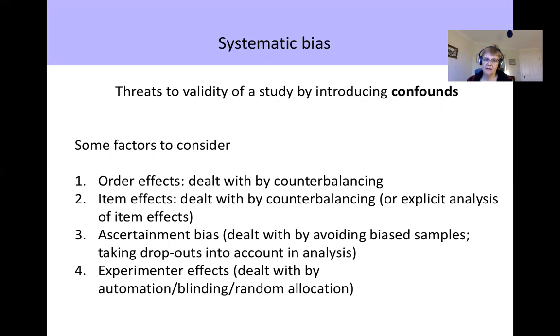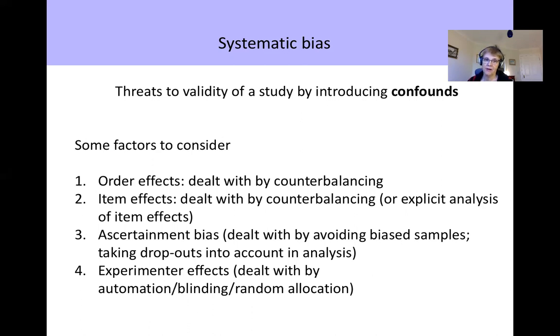There's a thing called ascertainment bias, which means that your sample is not representative of the group that you're trying to generalize to, and it's often overlooked. People will just take convenient samples without realizing that they're missing quite a lot of the population. You should avoid that as far as is possible, but it's not always possible. But if you have dropouts, people sometimes just don't analyze the dropouts. It's actually quite important to take into account dropouts in your analysis.